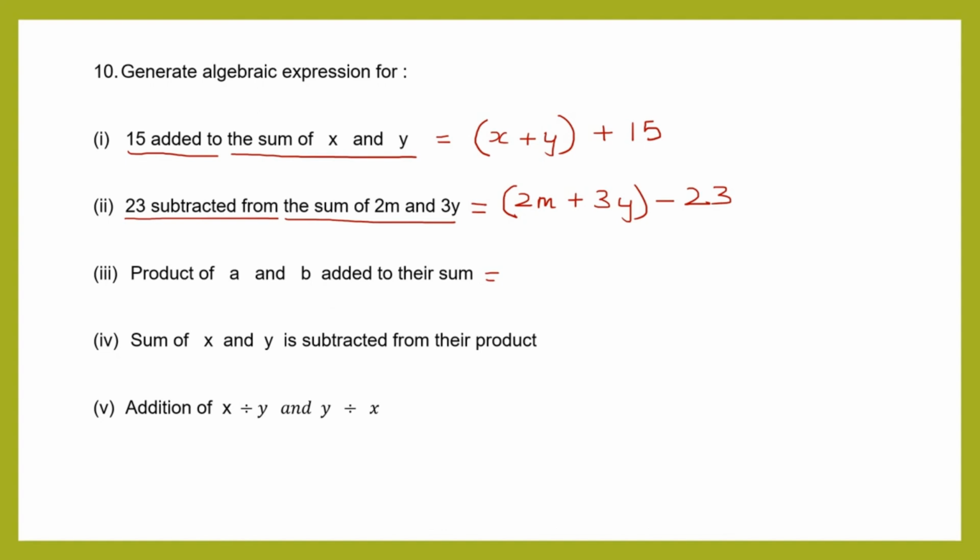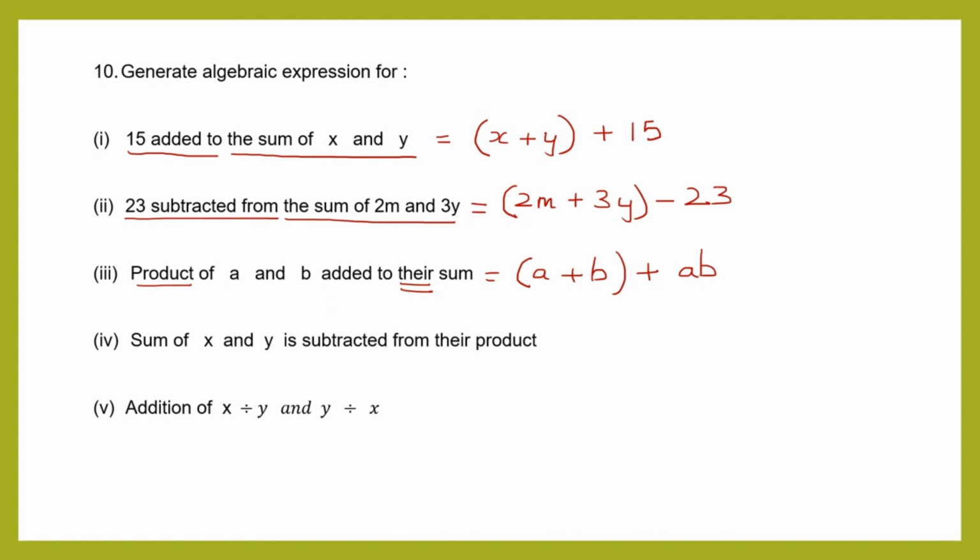Next one. The product of A and B is added to their sum. Their sum means what? The sum of A and B. Okay, so product of A and B. What is the meaning of product? Multiplication. A into B is added to A plus B. So A plus B is the sum, and to this we add the product of A and B. A into B can be written as AB.